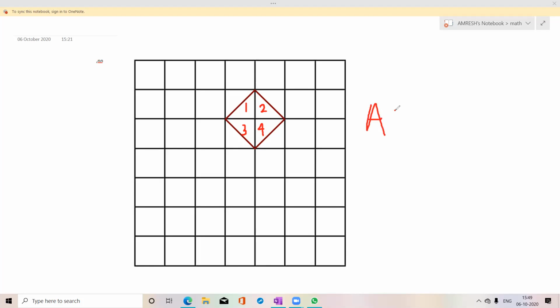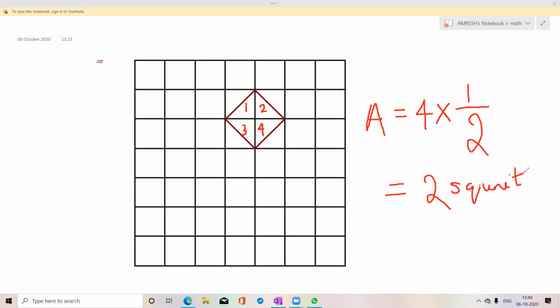You will not write 4 square units. Please remember, they are half squares. 4 into 1 by 2. Every time, please remember, you have already read fractions. Answer is 4 by 2 means 2. So 2 square units. Very important, very crucial step. You have to calculate the number of half squares. You see, full square is present or half square is present. If half square is present, then multiply that number of half squares into 1 by 2. That gives you the answer 2 square units.